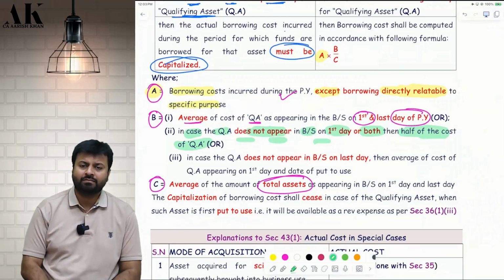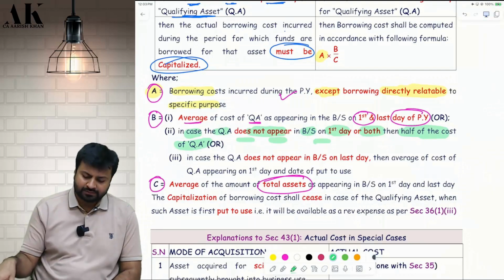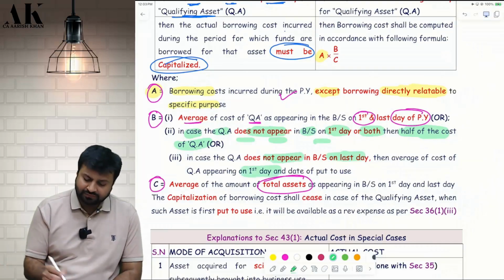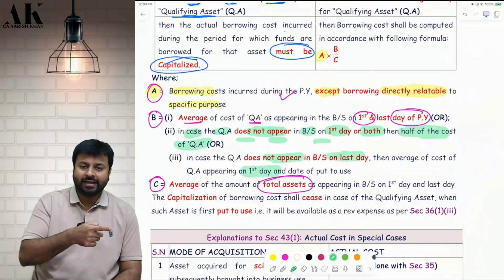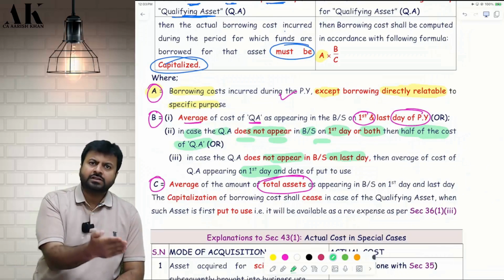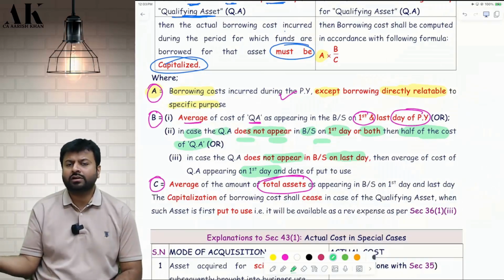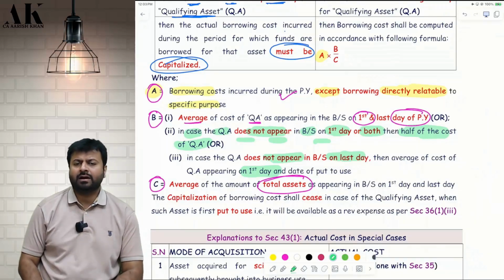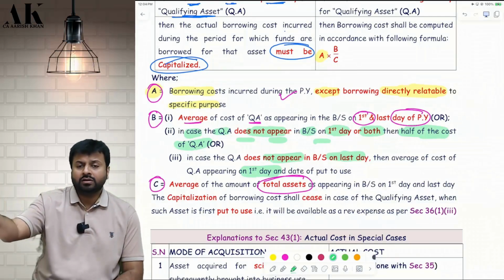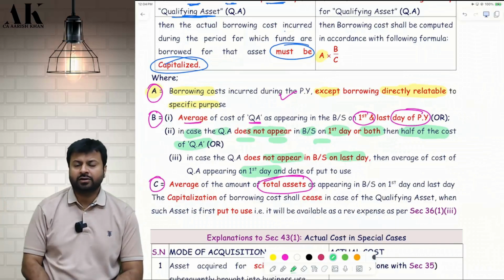Is it clear? And last but not least, the qualifying asset does not appear in the balance sheet on the last day, but it appears on the first day. On the first day it is there, but on the last day it is not there. Then what shall I do? On 1st April it is there. On 31st March it is not there because in December, January, February or November it was completed. Then what shall I do? Take the average of the value on 1st April and the value on the date of completion. Are you clear?